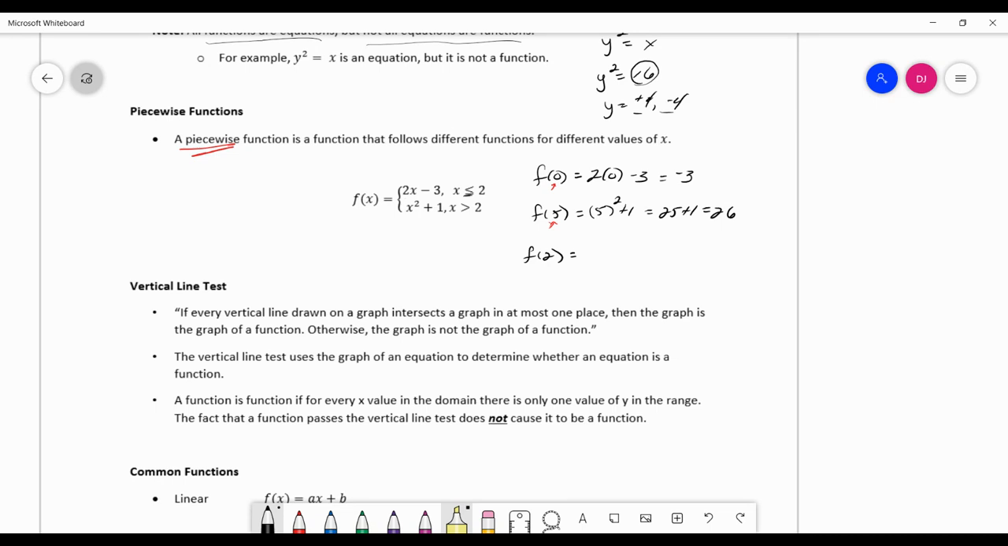Less than or equal to. So for f of 2, it's going to be 2 times 2 minus 3. 4 minus 3 is 1. Okay, so use a different piece of the function depending on the value of x.